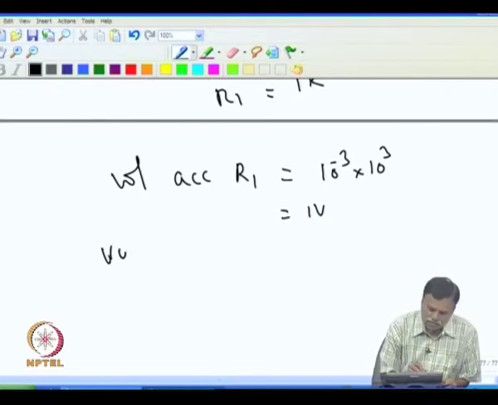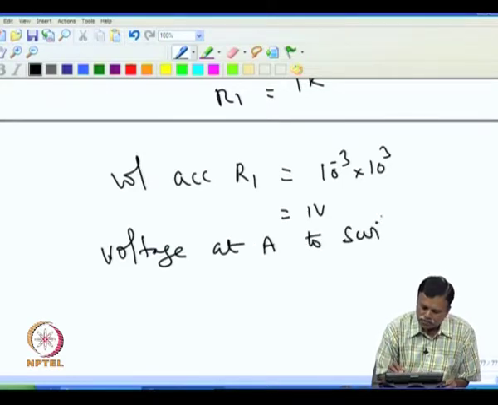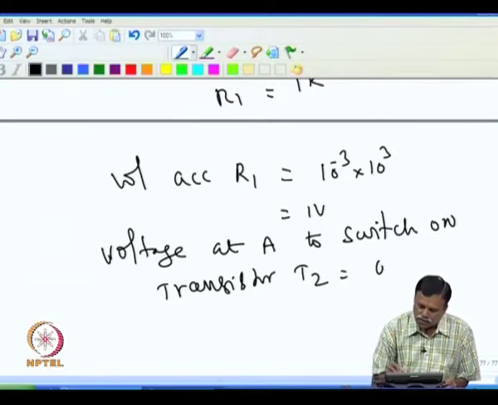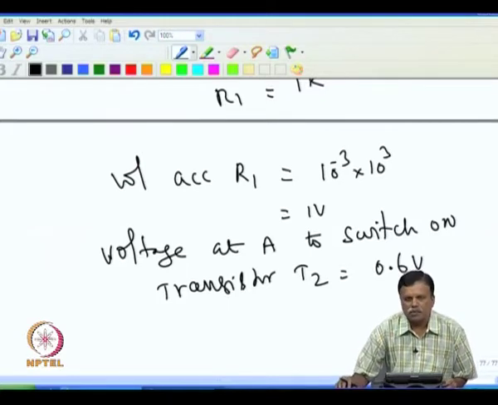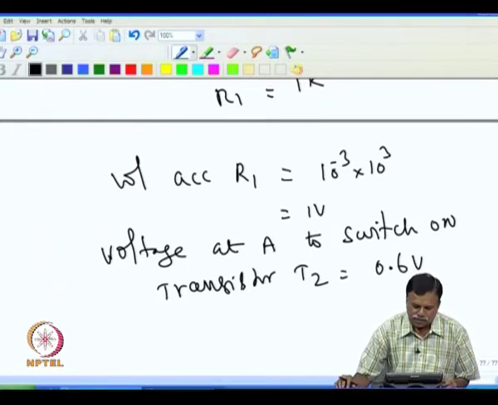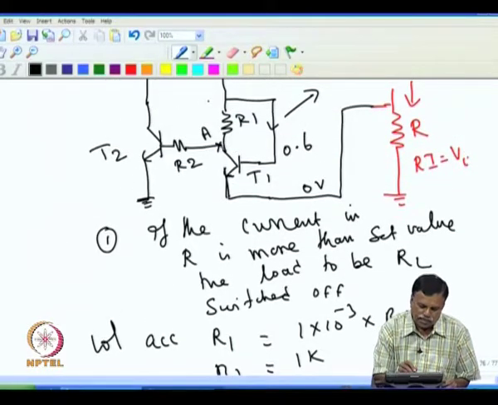Voltage at A to switch on transistor T2 is equal to 0.6 volt. This is assuming the base current is negligible. So, that means the voltage at A needs to be 0.6 volt, then only the transistor will be on.